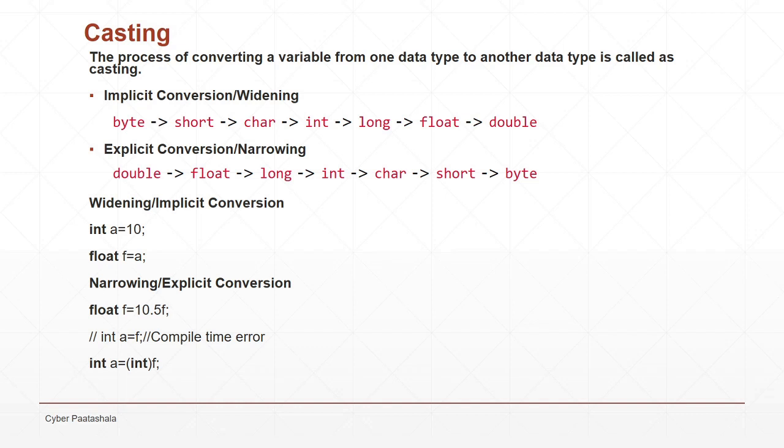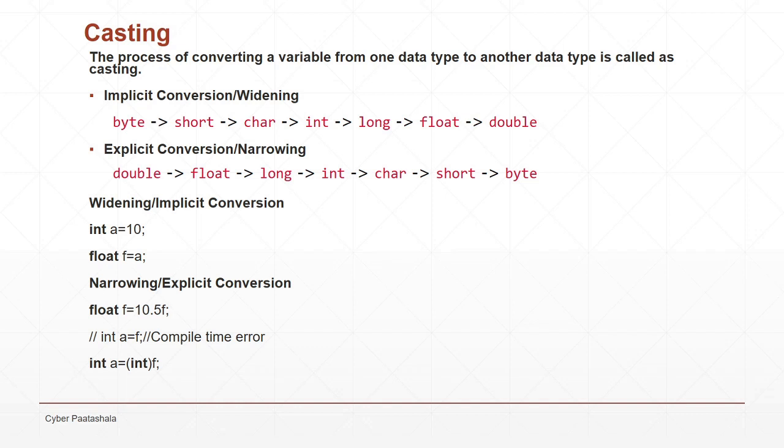A byte can be converted into a short, can be converted into a char, can be converted into an int, and a long can be converted into a double. Likewise, explicit conversion. In this, bigger data type variables can be converted into smaller data types, but it cannot be converted automatically. We need to specify explicitly. That is the reason we call it explicit conversion. And also we are reducing the size of the variable. So that is the reason we call it narrowing.